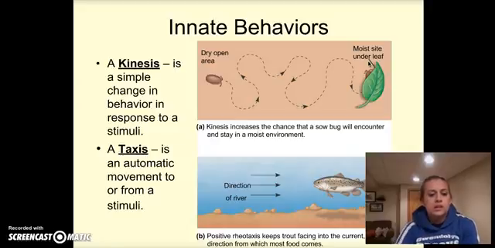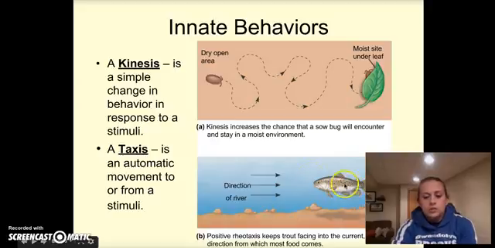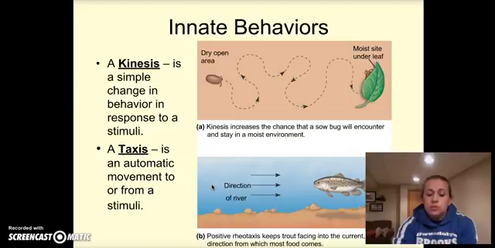A taxis then is an automatic movement to or from a stimulus. And so down here, you are looking at a fish. You can see here that we've got the direction of the river pointing towards the fish. And so the fish is going to swim into the current. That's really helpful because that's going to be the direction that the food is coming from.